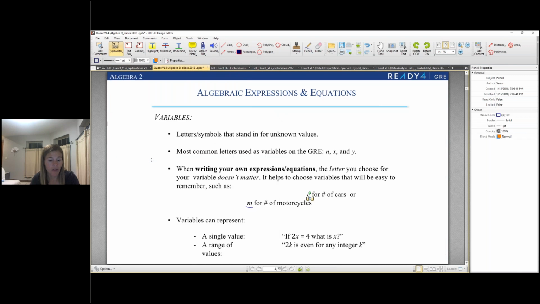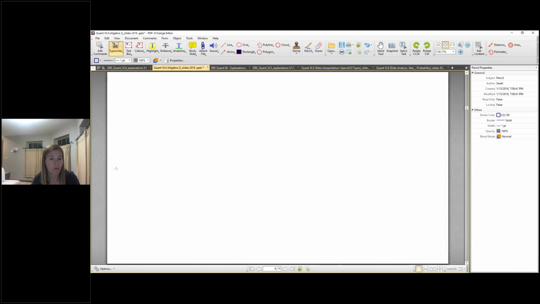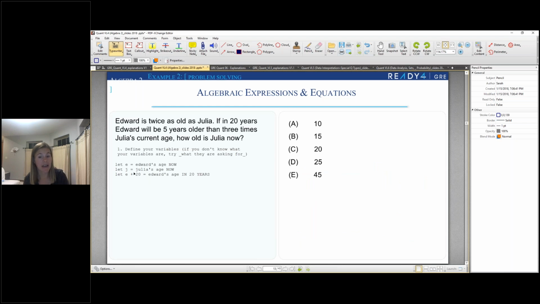Or whatever other time frame shifts they need. But just keep track of that. That's where people tend to go wrong. They make E Edward's age and also E Edward's age 20 years from now. That can't be. All right, so Edward is twice as old as Julia.